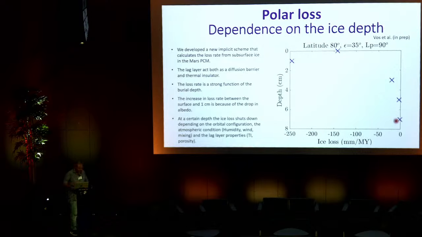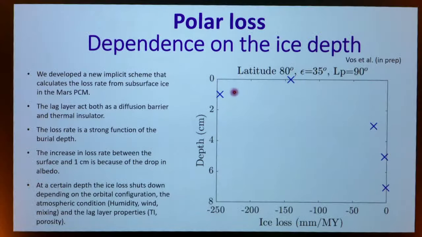The first drop from 0 to 1, this is because there's a change of albedo. If you have ice on the surface, the albedo is quite high. And when it's buried, you have dust, so it's a bit lower, so you can get more warming. But I want to look at it for a second and understand that this drop is huge. So it's enough to have a few centimeters to almost completely shut down the loss rate at obliquity 35 and LP 90. This is remarkable to me.